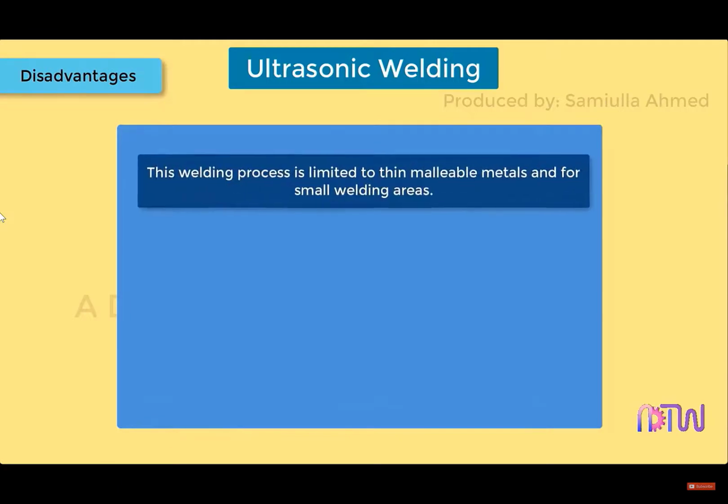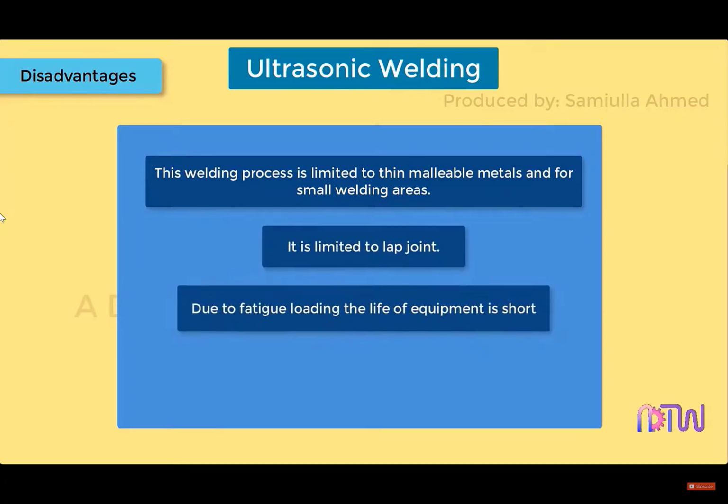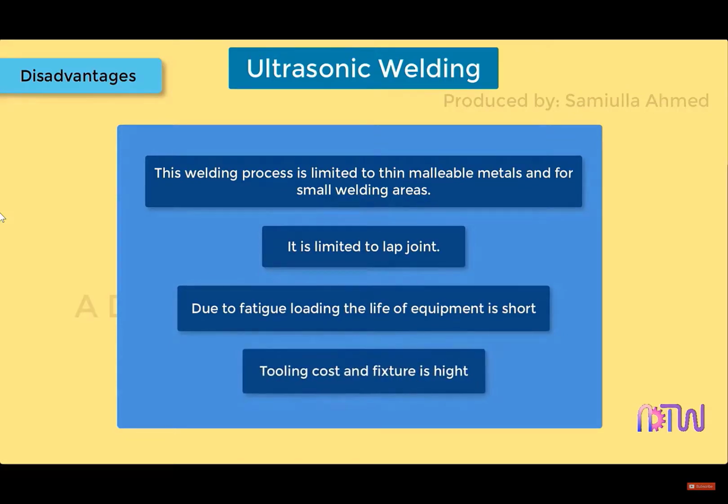Disadvantages. This welding process is limited to thin malleable metals and for small welding areas. It is limited to lap joint. Due to fatigue loading, the life of the equipment is short. Tooling cost and fixture is high.